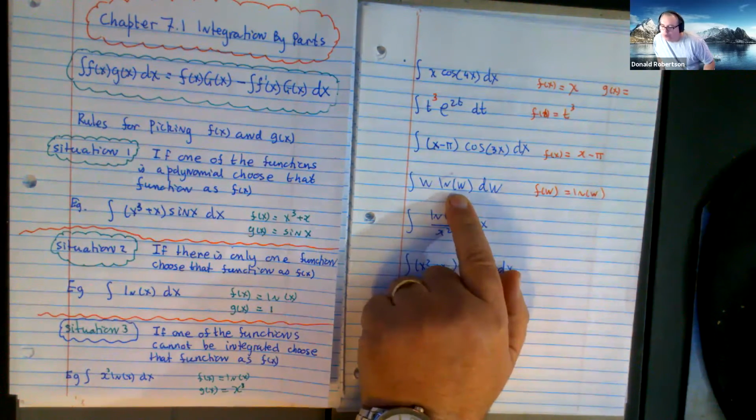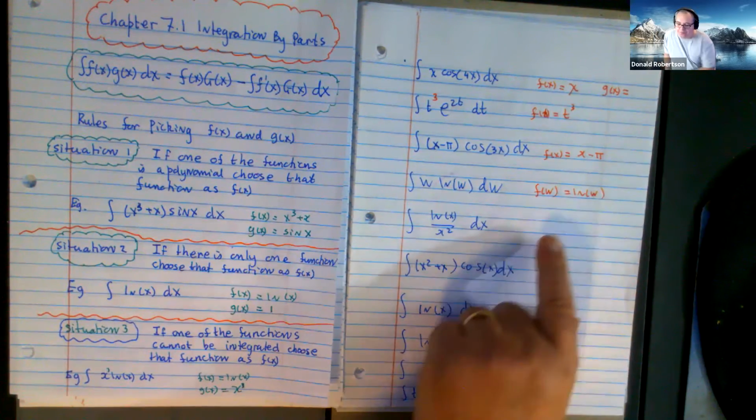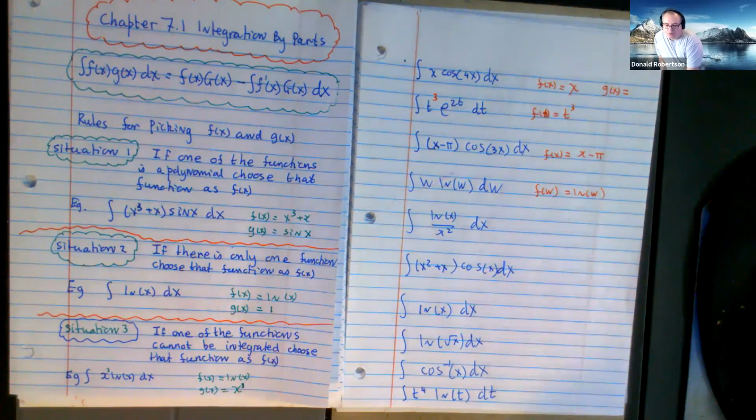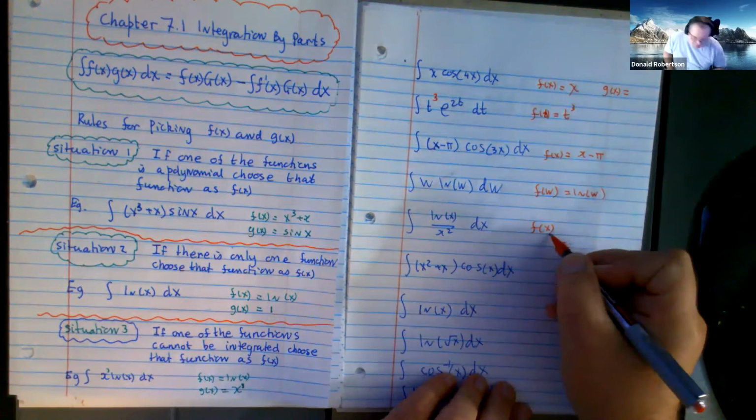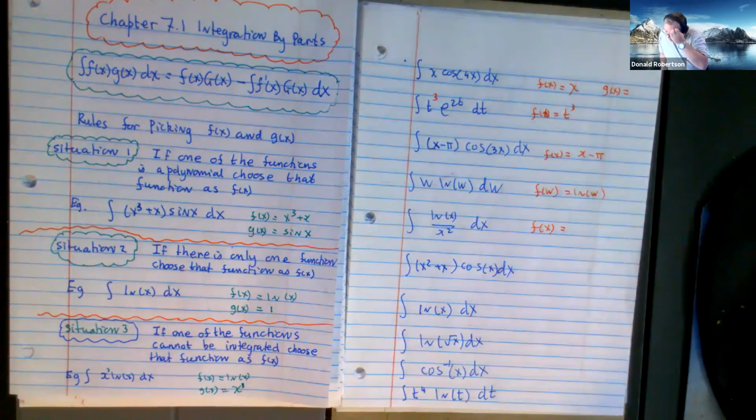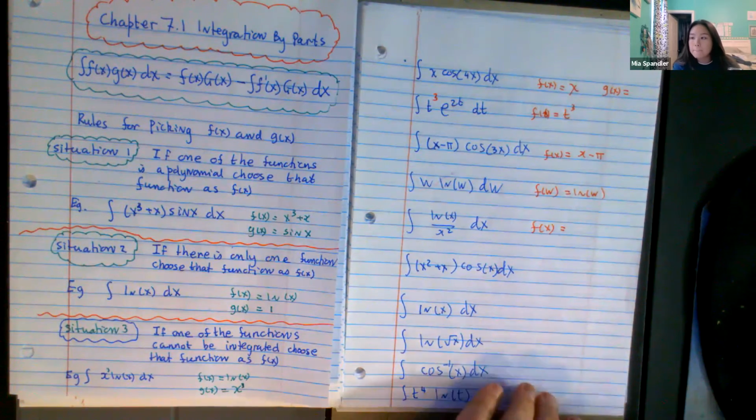Log of w, which would probably be the g in most questions, right? You cannot integrate the log of w. If you can't integrate me, make me the f. Right. What are you going to do in this next one? Who should you choose as your f of x when it's a log x over an x squared? The natural log. Yeah, very similar to the one above.